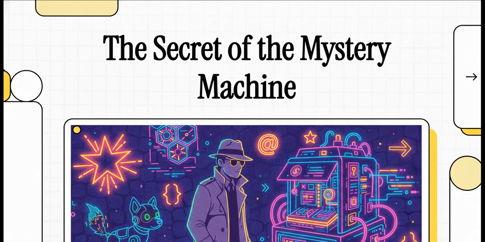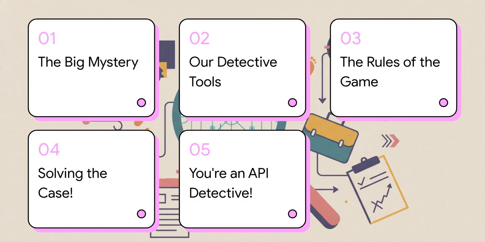Let's start the magic. Okay, detectives, here is our top secret mission for today. First, we're going to find out about the big mystery. Then, we'll get our special detective tools. After that, we'll learn the rules of the game because every good detective has rules. Then, woohoo, it's time for solving the case. And at the very end, guess what? You're an API detective. Are you ready?